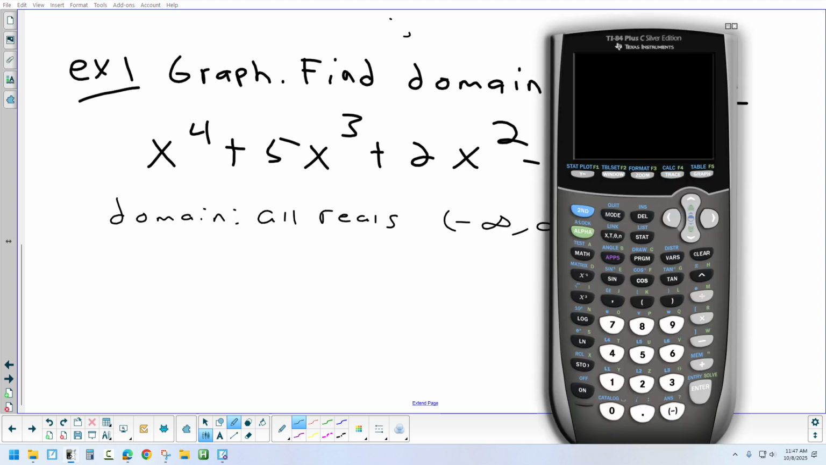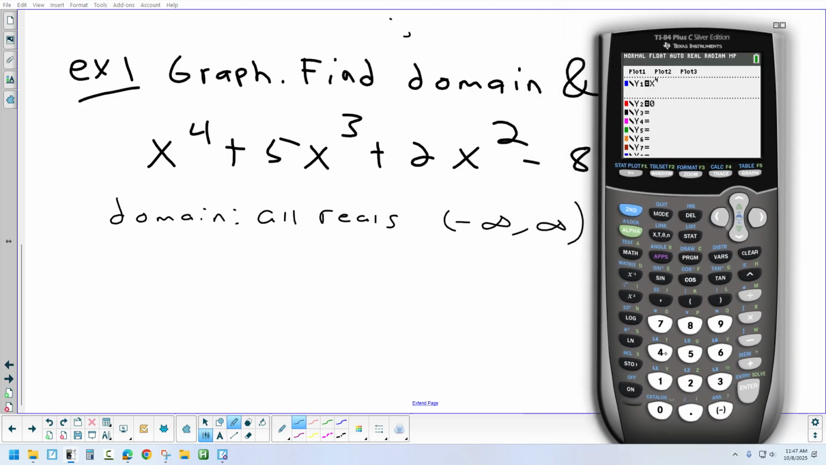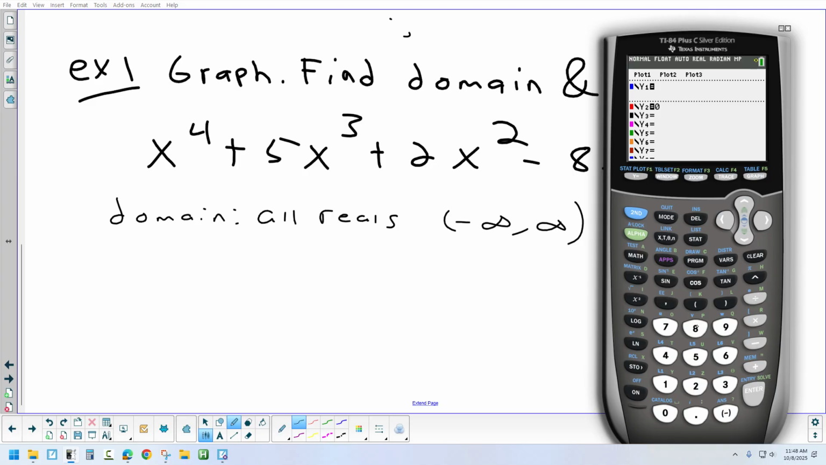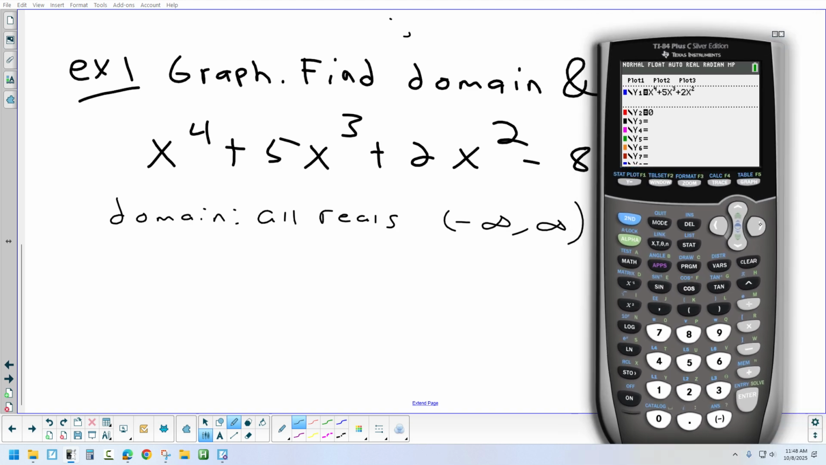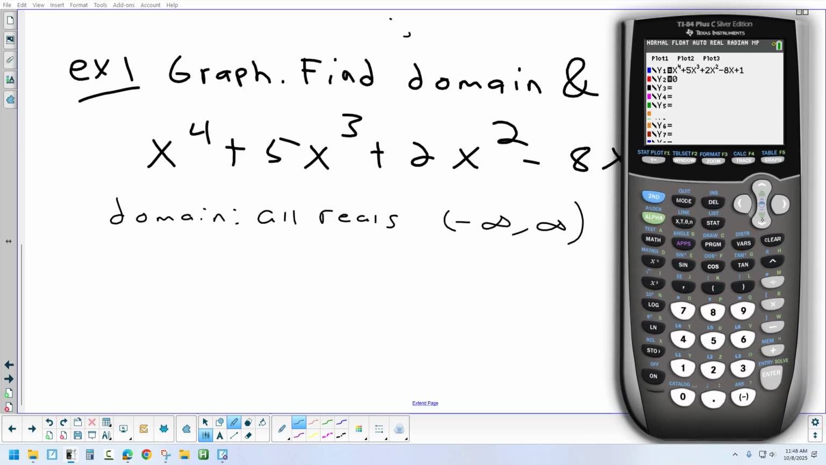And now the range, well, we have to graph it. So x to the fourth plus 5x cubed plus 2x squared minus 8x plus 1. Clear the problem so you get to practice typing it in again. All right, so let's do zoom 6. In range, we're looking at how high and low it goes.